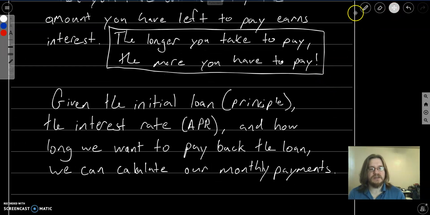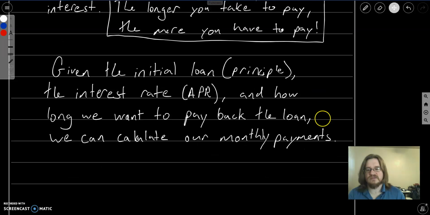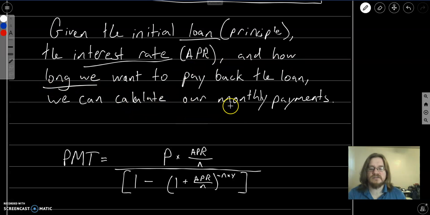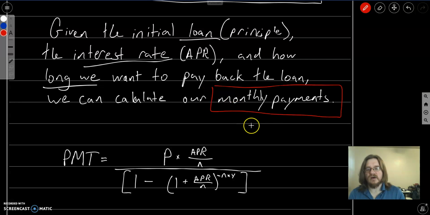There's a formula that we can use. This is what the formula looks like. It's a little bit messy, but we'll go through it. And essentially, what we need to know is how much the initial loan was, our interest rate, and how long we want to pay it back. So this would normally be in years. What we can do is use all that information to calculate our monthly payments.